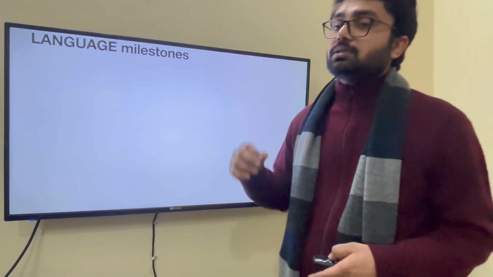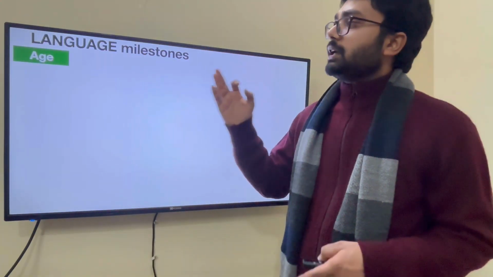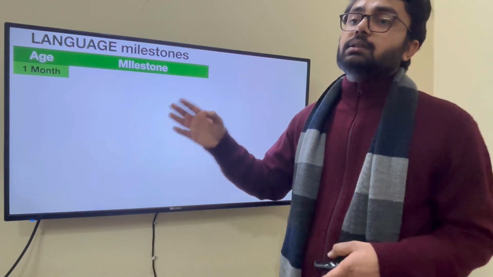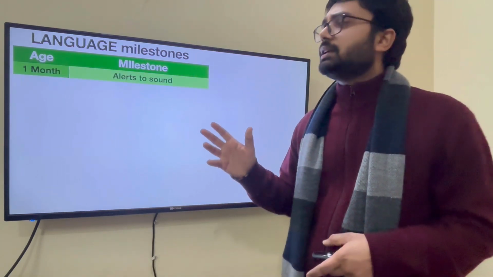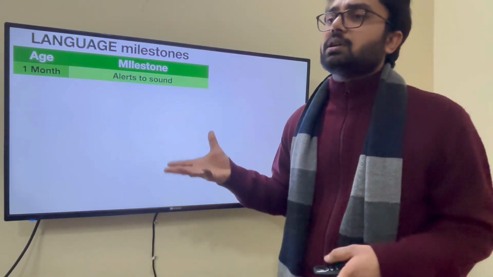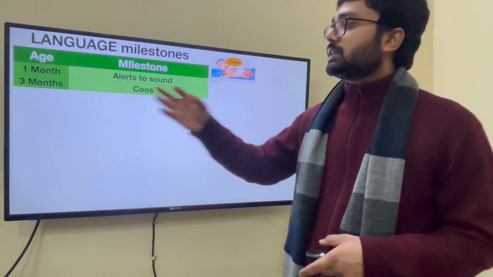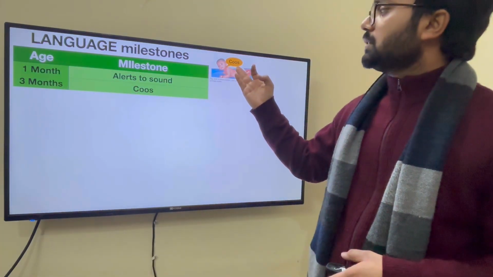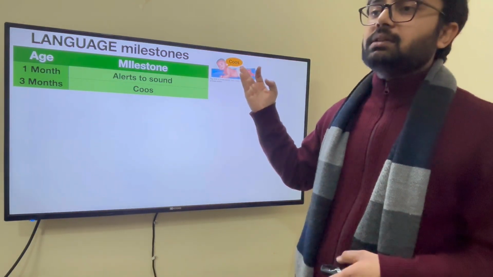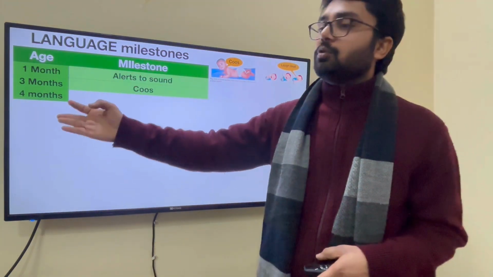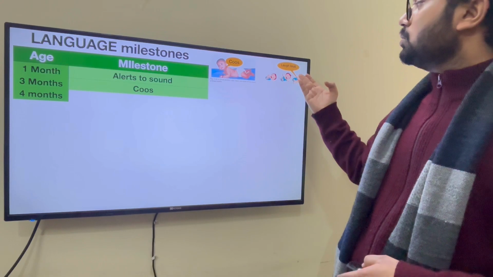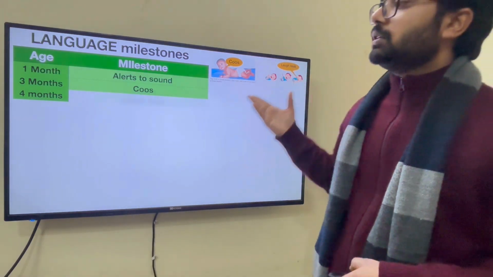The language milestones are age and milestone. At 1 month, the child is alert to sound. At 3 months, the child can now coo. Basically, this is important. At 3 months, the child was having neck holding. He now can coo. At 4 months, the same child who was having rollover now can laugh loud.